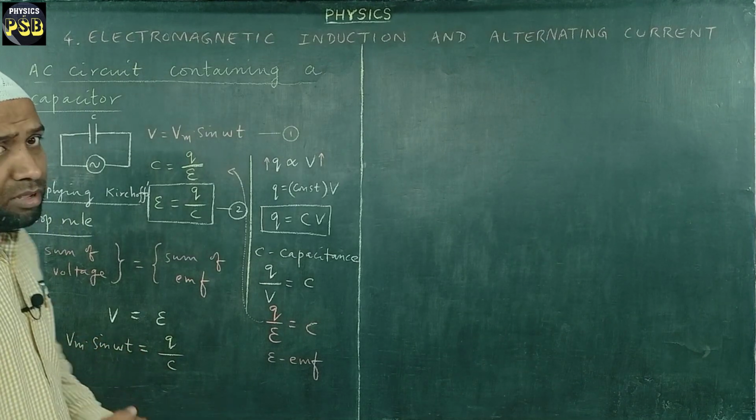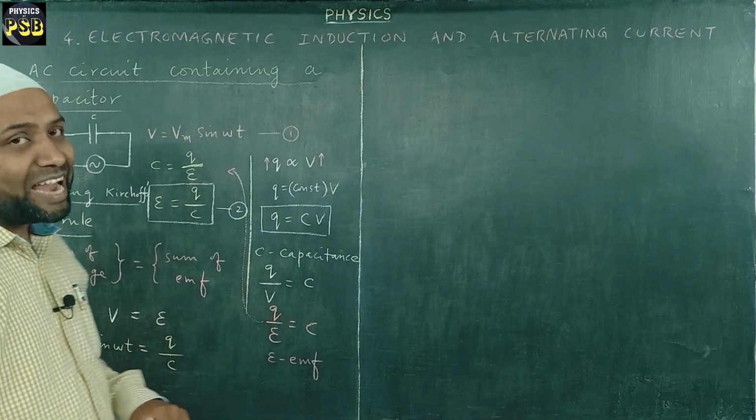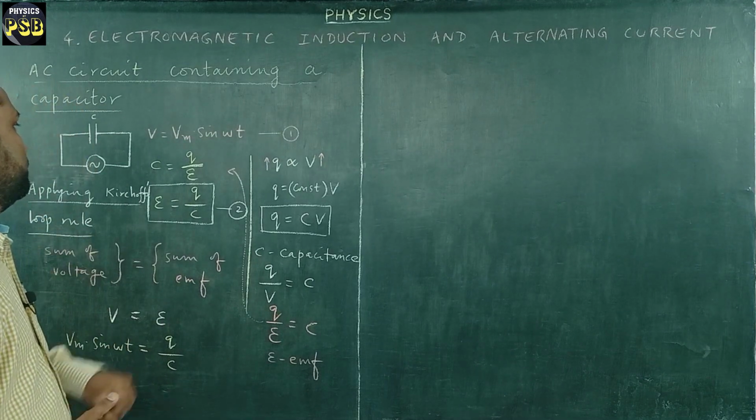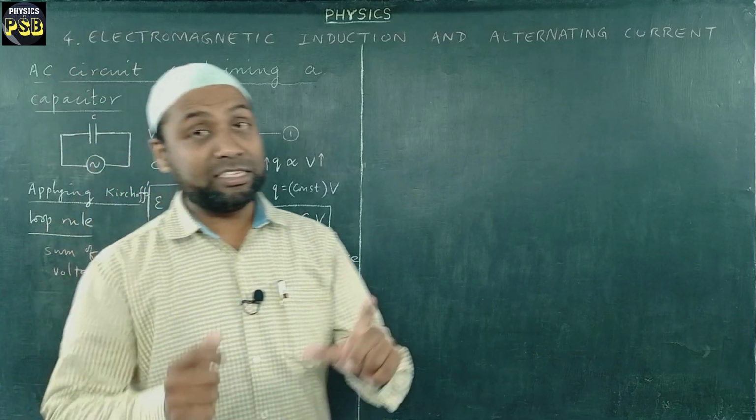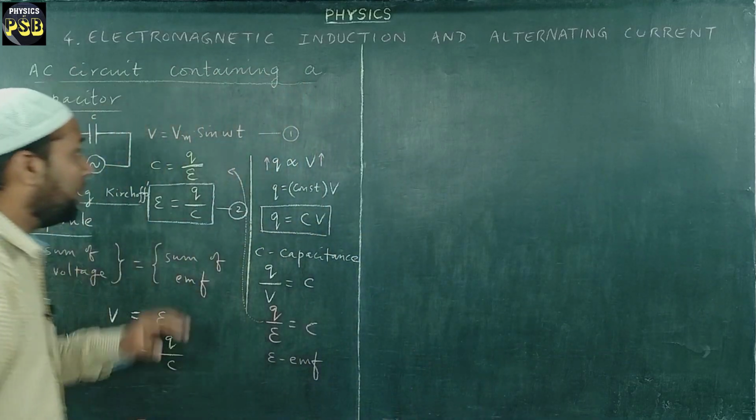Now what is my aim here? Now I know the value of instantaneous voltage. Now I'm going to find the expression for instantaneous current. This is what I am doing all these things for.